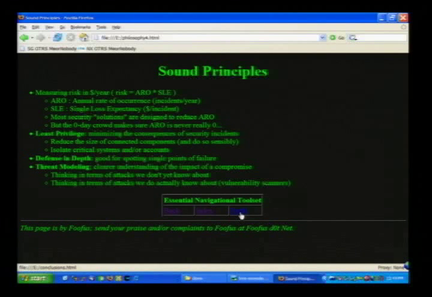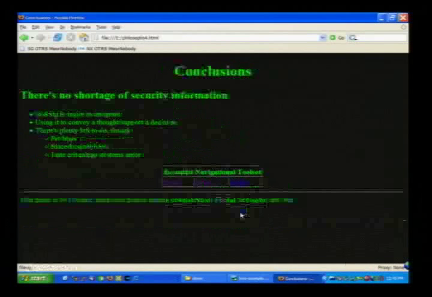We can also start combining this data with information from vulnerability scanners. So we can take our Nessus output and color the hosts on those graphs differently depending on what vulnerabilities they have, things like that. Again, there's no shortage of security information out there. The problem is making it easier to synthesize it together and to use it intelligently.